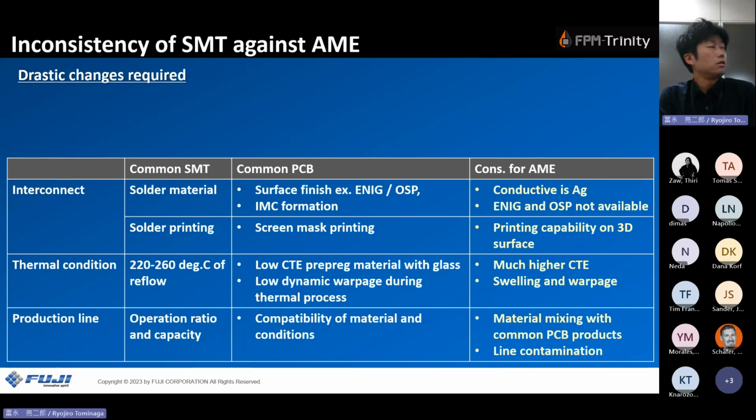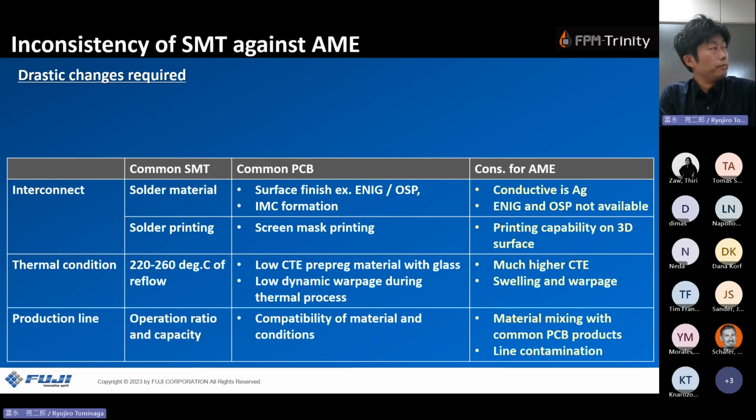This is a table showing the relationship between common SMT and common PCBs, and the concerns for AME. For interconnection, common SMT applies solder material to make good bonding and electrical connection. So the surface finish of the PCB has to be nickel gold, nickel palladium gold or OSP on the copper to make a good metal alloy, like IMC.